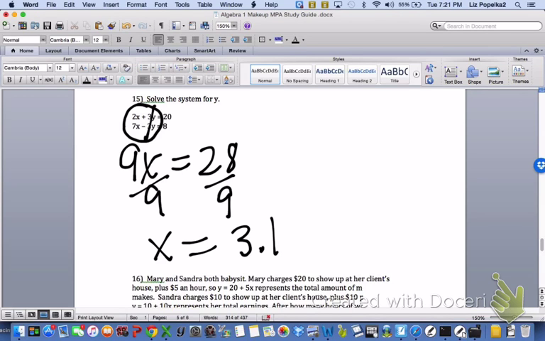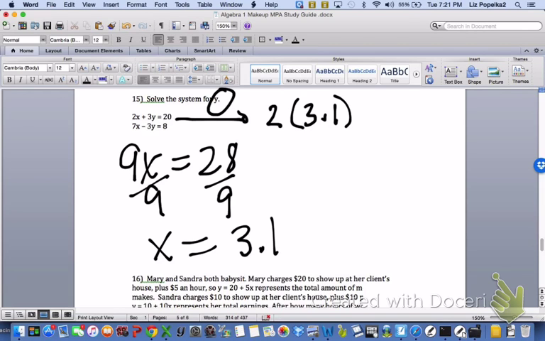Now, please don't stop and think that you're finished like some of you did on the last practice. Remember that it's asking us to solve for y, not for x. So now that we know what x is equal to, we've got to use that value to go back and figure out what y is equal to. I'm going to take this first equation and rewrite it over here. Instead of 2 times x, I'm going to do 2 times 3.1 plus 3y is equal to 20.